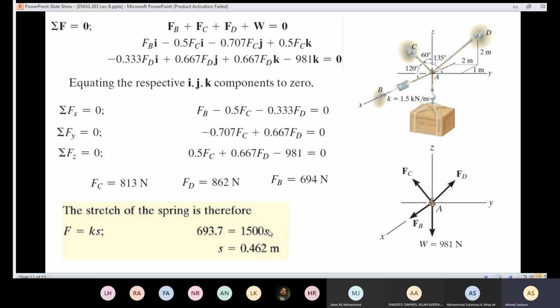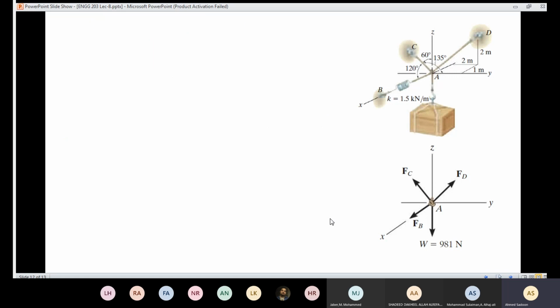Then if I solve for S, I'm going to find that the stretch in that spring is going to equal 0.462 meter. So in order for that system to carry that force here, we are going to have a stretch in the cord AB of about 0.462 meter. I'm going to stop here if you have any questions regarding that problem.